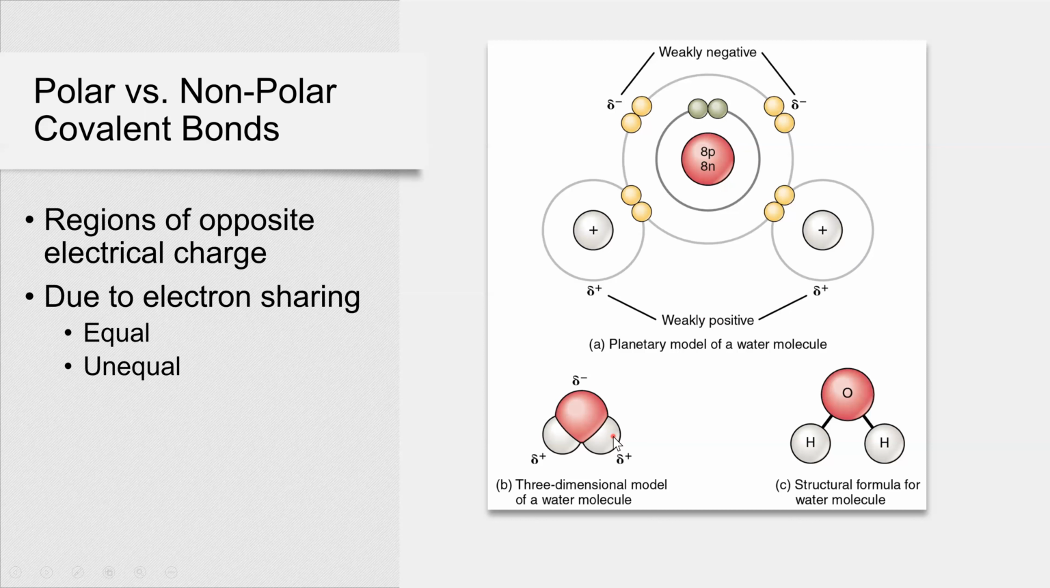Again, that's just a representation. So you see, it's not a straight molecule. And oxygen has this partial negative, and hydrogens have a partially positive pole. So polar molecules have regions of opposite electrical charge, and due to electron sharing, they are unequal in the polar molecules.